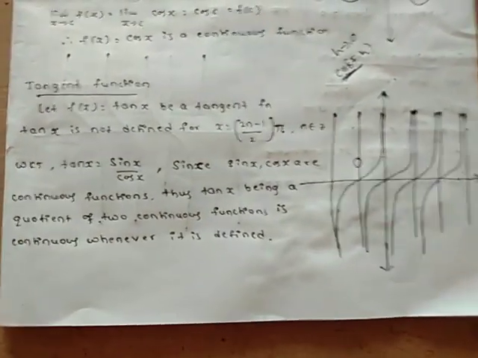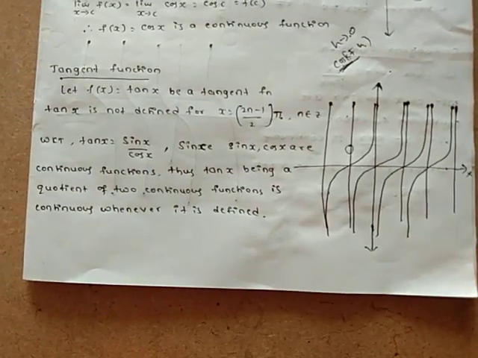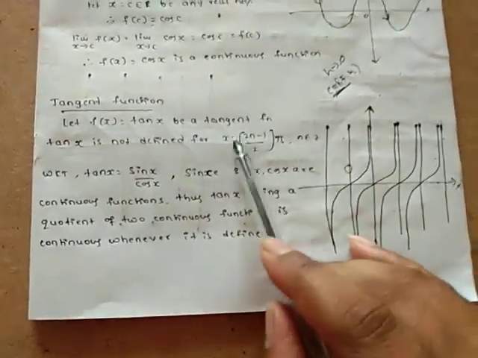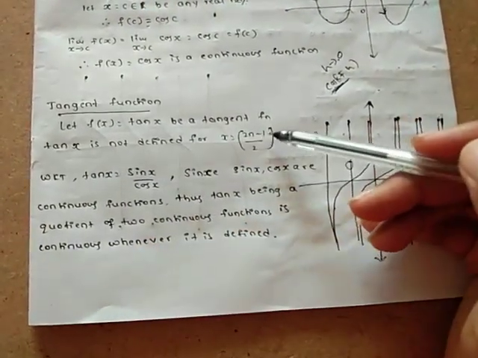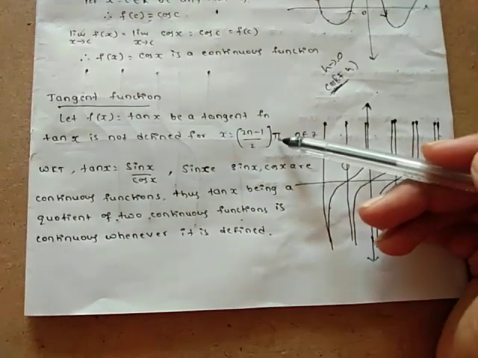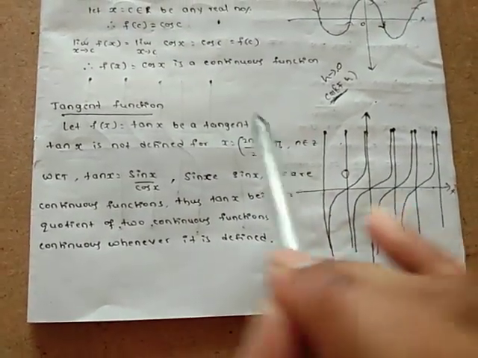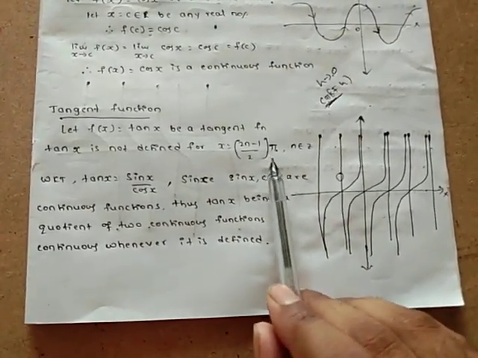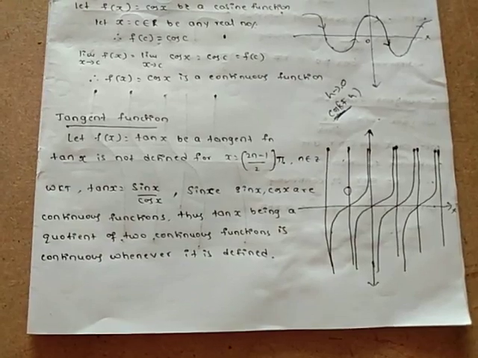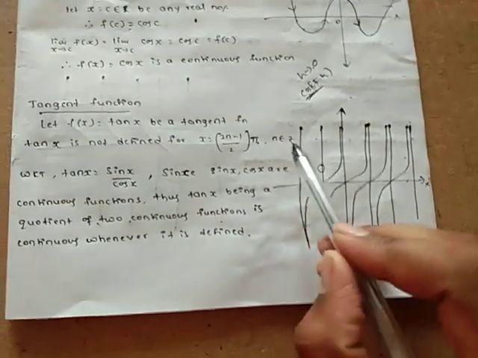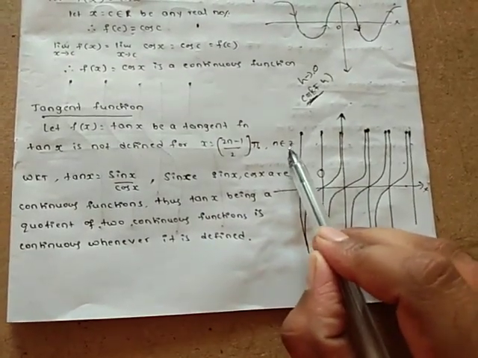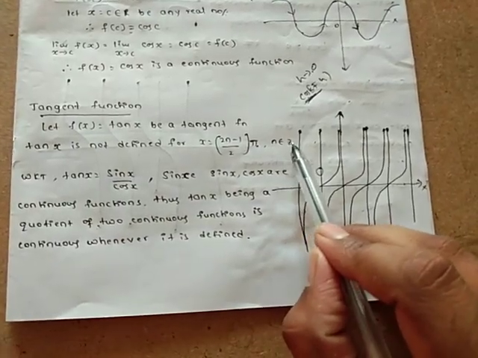We need to consider that f of x is tan x, a tangent function. So tan x is not defined for x equal to (2n minus 1) divided by 2 into pi. Pi means 180 degrees; in radian measure we need to consider pi. In the 11th class we observed that wherever the point is defined, we have to consider the tangent function also. Here n belongs to Z, meaning integers.